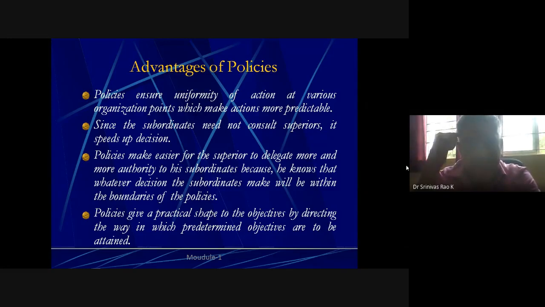Also, the policies give a practical shape to the objectives by directing the way in which predetermined objectives are to be attained. Yeah, of course. They give a practical shape to the objectives because by formulating the policies, directions are given clearly, so whatever predetermined objectives there are can be achieved by a step-by-step process.